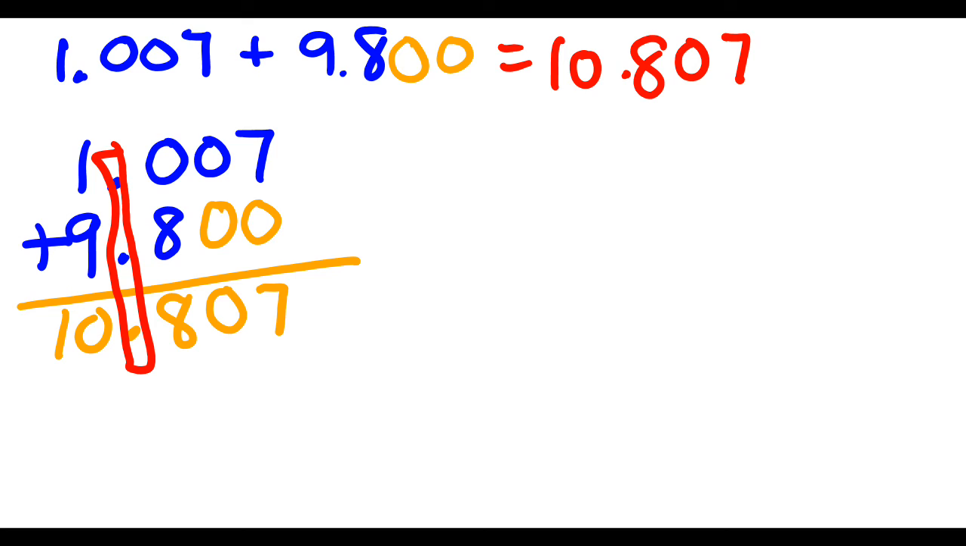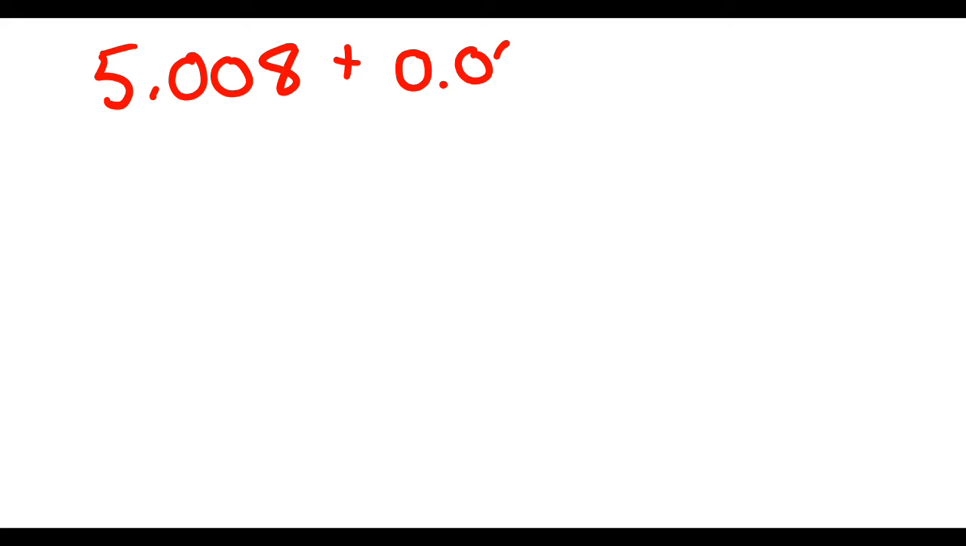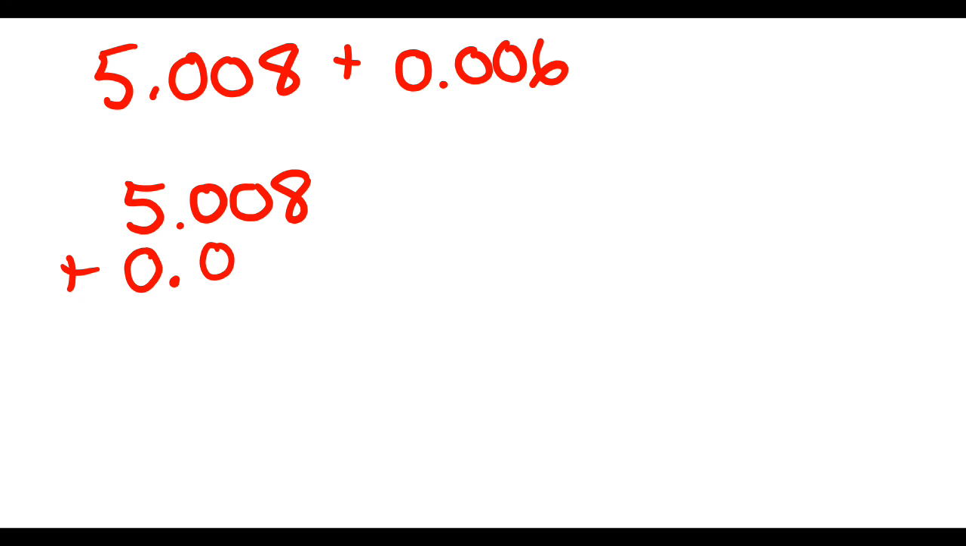Okay. One other example I guess we should do before we end this video, and I think that you probably have this by now, but let's come up with, let's say, 5.008 plus 0.006. And so we actually have the same number of place values this time. So we'll line them up nice and neat. And what I wanted you to see here is that there's going to be some regrouping here, because 8 plus 6 is 14.